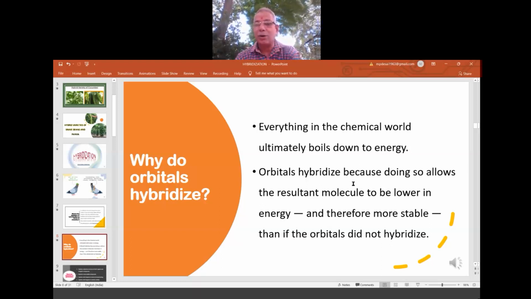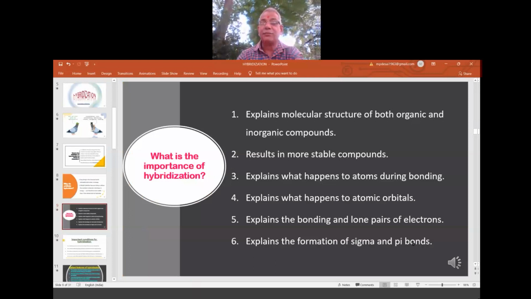Hybridization. So orbitals hybridize because doing so allows the resultant molecule to be lower in energy, already told, and therefore more stable than if the orbitals did not hybridize. You compare the energy of the atomic orbitals before and after. It is proved experimentally, long back, that hybrid atomic orbitals have slightly lesser energy than the normal atomic orbitals before hybridization. That's why they want to go for hybridization.